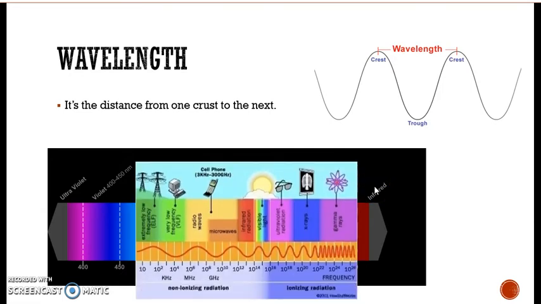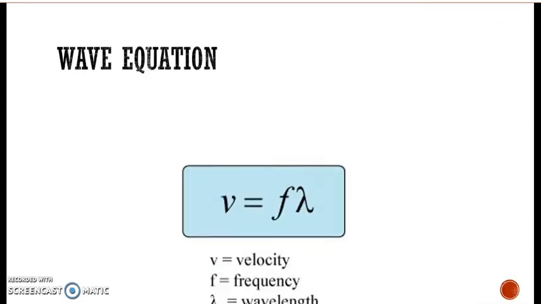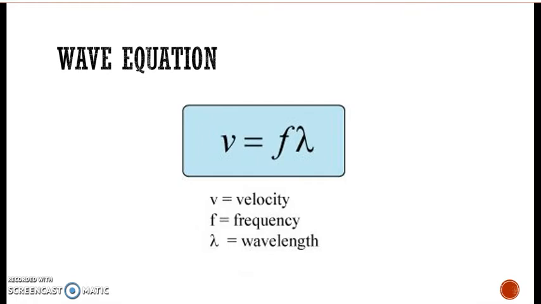Okay, let's move on. There are some more wavelengths here, but I'm not going to show that because of the wave equation: v equals f times wavelength. I forgot what that symbol's called, but just say wavelength. So velocity equals frequency times wavelength. Velocity is just the speed of the wave, how fast it travels.